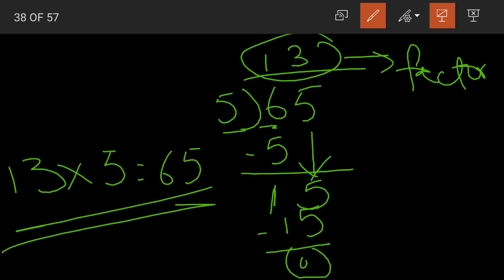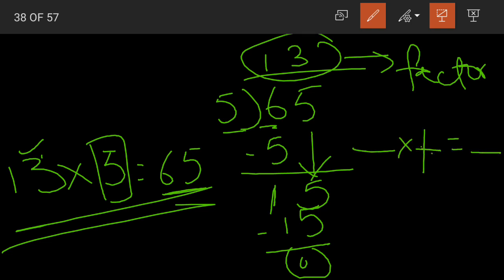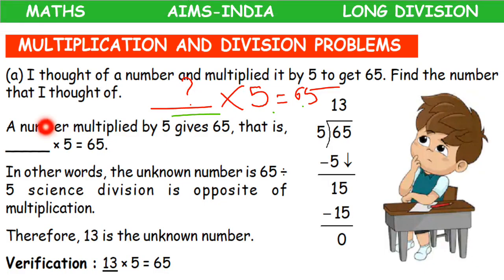Understood? Whenever you are having only one factor and the product is given, but you need to find out the other factor. Okay, that means in multiplication we'll be having two numbers, right? So when you have only one number to find out, then we need to divide the answer by the factor. See, a number multiplied by 5 gives 65, that is dash into 5 is equal to 65. Yes, in other words, the unknown number is 65 divided by 5.